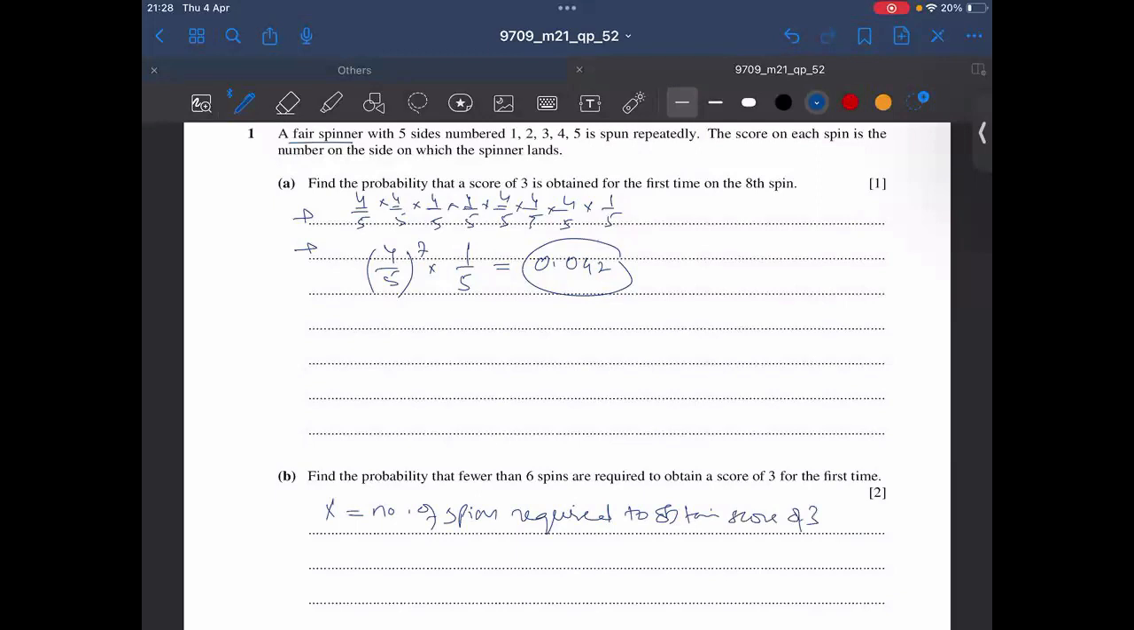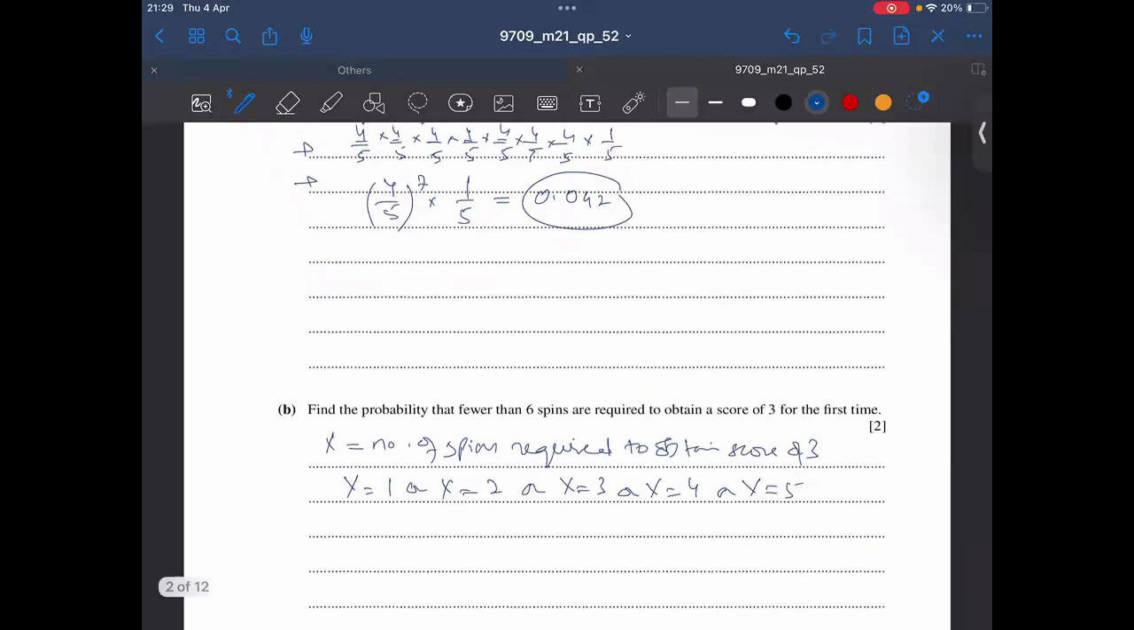So you can obtain a score of 3 in the first spin, or in the second spin, or in the third spin, or in the fourth spin, or in the fifth spin. Fewer than 6 means that you cannot have 6 spins. So either in the first spin or the second, third, fourth or fifth spin, you're going to get the score of 3. If you're getting the score of 3 in the first spin, it's going to be 1 over 5. If you're getting the score of 3 in the second spin, it's going to be 4 over 5 times 1 over 5.